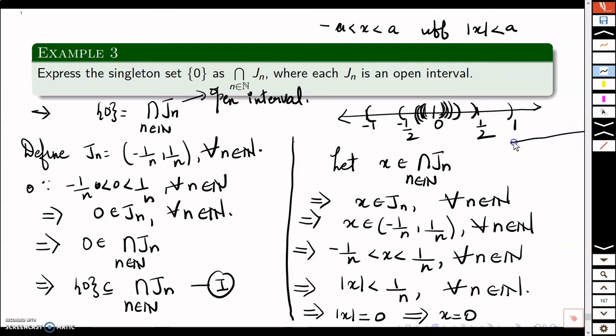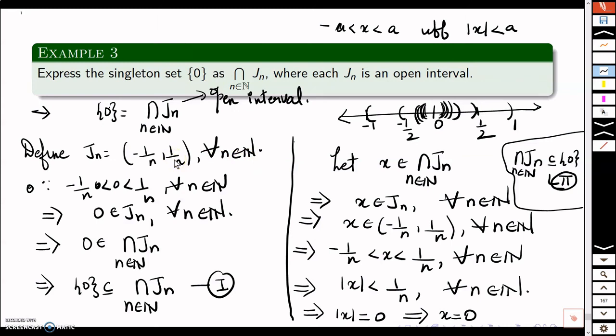So this proves that, I'll put it down here, the intersection of all the Jn's where n is varying over the set of natural numbers is a subset of {0}. I'll name this as 2. And now if you compare 1 and 2, we have actually shown that the intersection of all these Jn's is nothing but the singleton set {0}. So we have expressed {0} as the intersection of open intervals Jn defined by (-1/n, 1/n) for each natural number n. Alright.